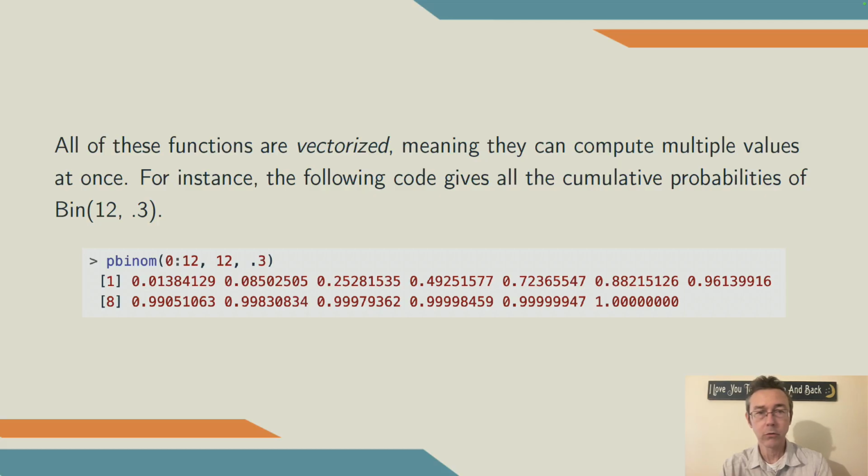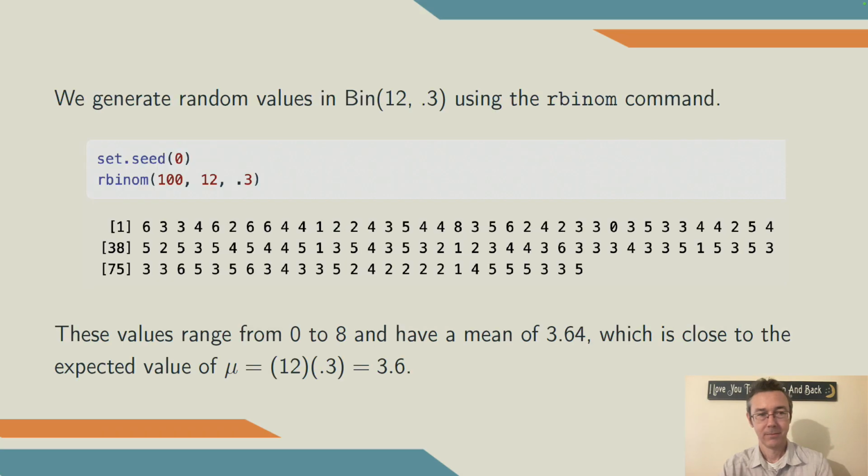Now, all of these functions that we've been talking about are vectorized, and that means you can compute multiple probabilities or multiple quantiles at once. So, for instance, we can find all of the cumulative probabilities for this distribution with the command pbinom(0:12, 12, 0.3), where 0:12 gives back all of the integers from 0 to 12 inclusive. And you can see that these cumulative probabilities start very near 0 and go all the way up to 1.